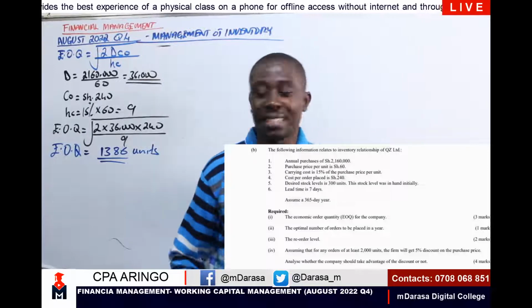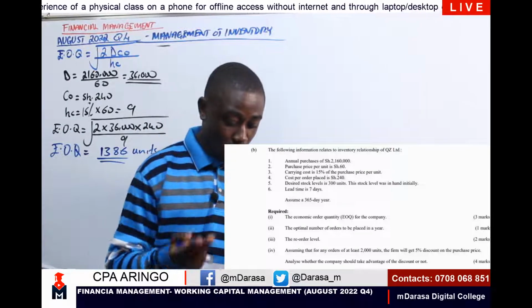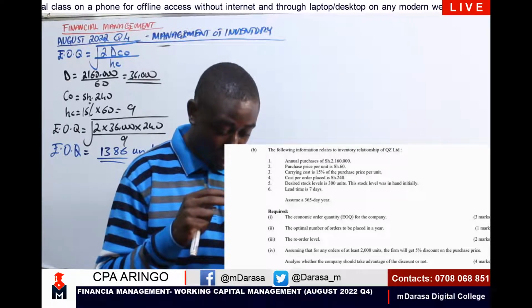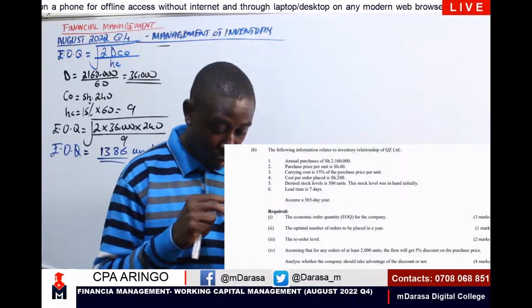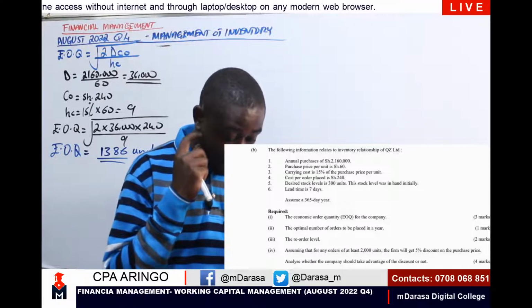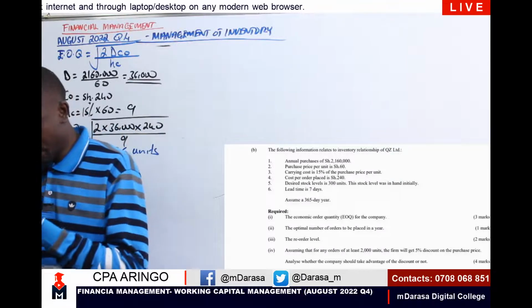As simple as that. What about the other part? The other part, the examiner wanted us to do what? The examiner wanted us to compute the optimal number of orders to be placed in a year. Optimal number of orders to be placed in a year.